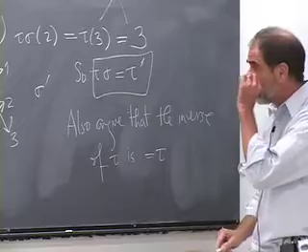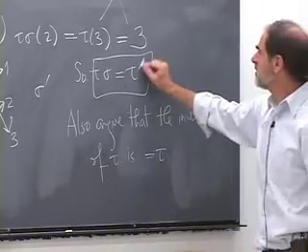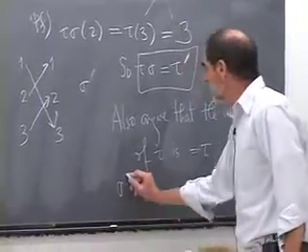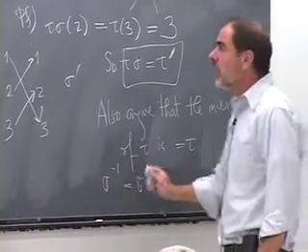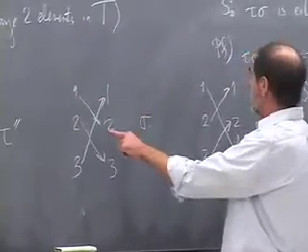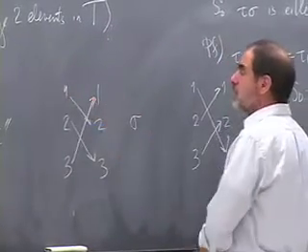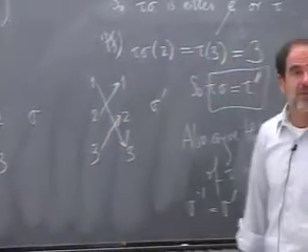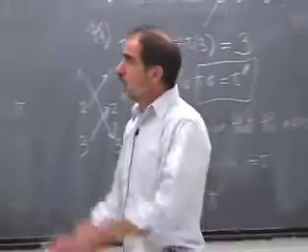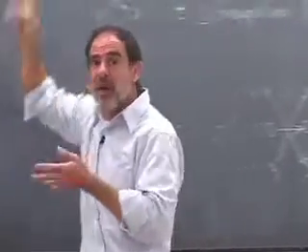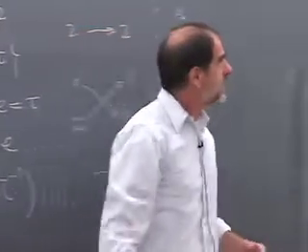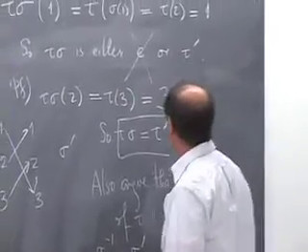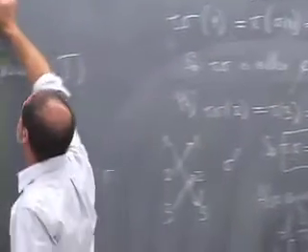By the way, what's the inverse of sigma? Can anyone tell me what the inverse of sigma is? Very good. Sigma inverse is equal to sigma prime. If you want to get this back to where you started, you have to take 2 to 1, you have to take 1 to 3, and you have to take 3 to 2. That's what sigma prime is. So with these 6 elements, now you can start taking products and inverses. But in any case, we've computed that tau sigma is tau prime. Let's now compute what sigma tau is.